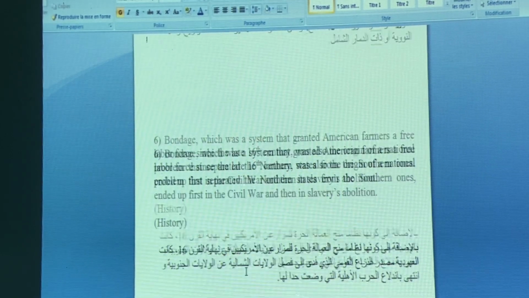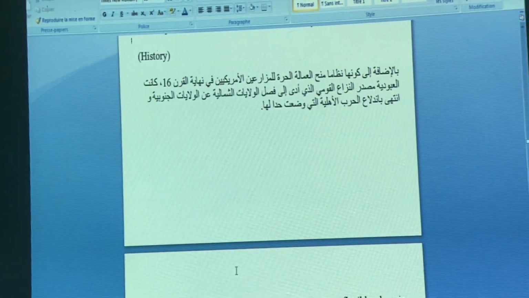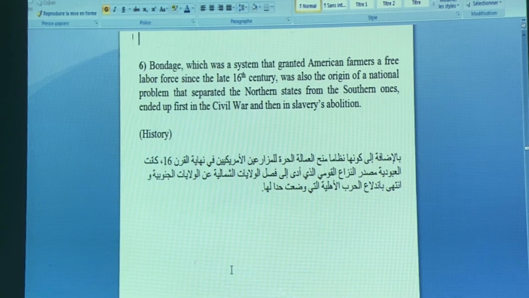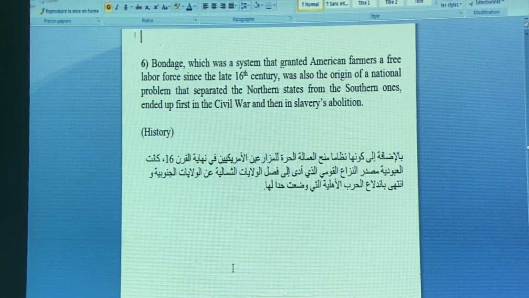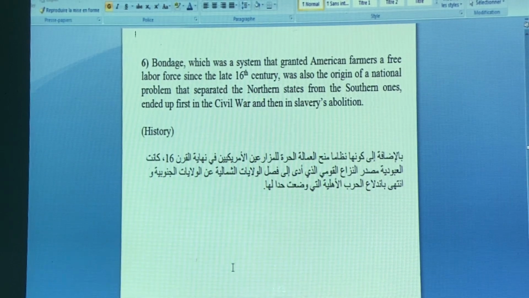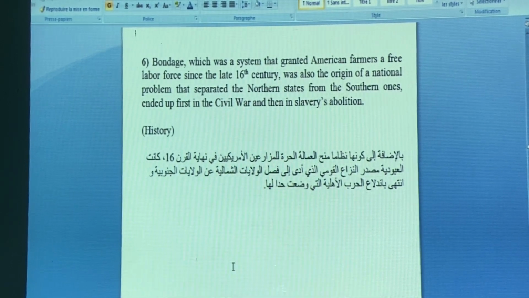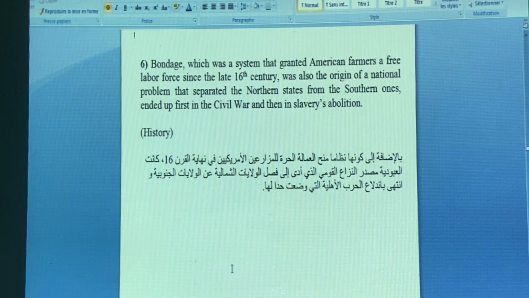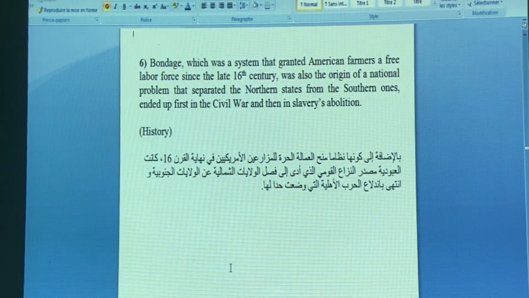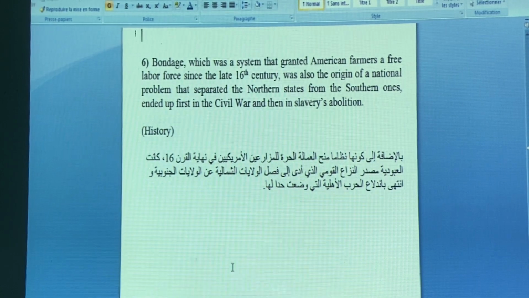Number 6. Bondage, which was a system that granted American farmers a free labor force since the late 16th century, was also the origin of a national problem that separated the northern states from the southern ones, ended up first in the Civil War and then in slavery's abolition. This is history.